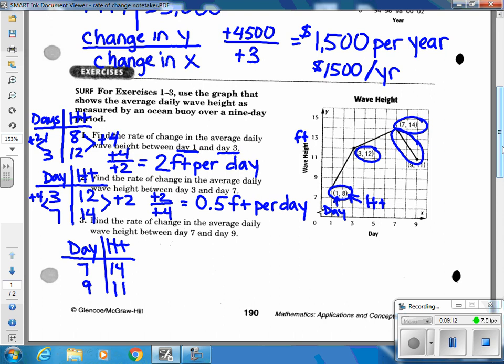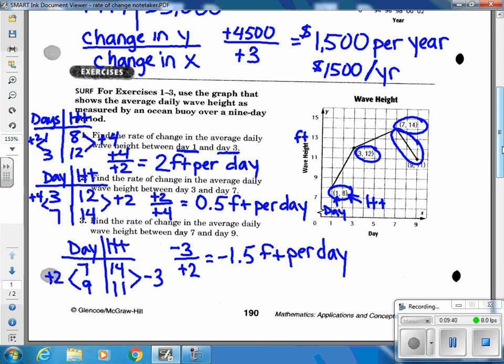All right, so when we go from 14 to 11, we're not adding anymore. Now we're going to subtract 3. And then to go from 7 to 9, we're still adding 2. All right, so then when I set up the ratio, it's going to be negative 3 over positive 2. Okay, and now we want to divide. Negative 3 divided by positive 2 is negative 1.5, and you still need your words, feet per day. Okay, and what this tells us is that between days 7 and 9, the wave heights were decreasing 1.5 feet every day. Right, so we can get this information from using the numbers in the table, as well as observing what the table has for us.